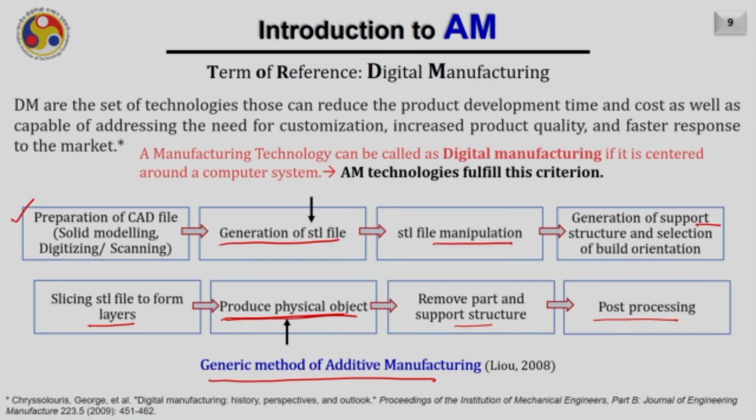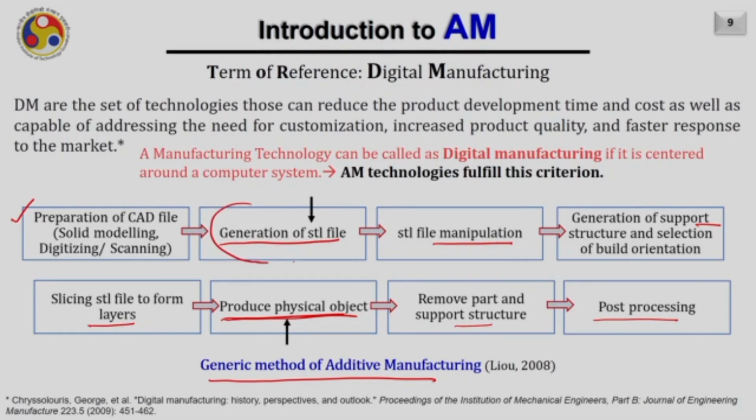If you have a different geometry each time, your CAD model will be different. Therefore, we should have a generic method for generating the STL file. Let us discuss this. What is this STL file? Because it is adding a real value over here, because that will make this technology digital.